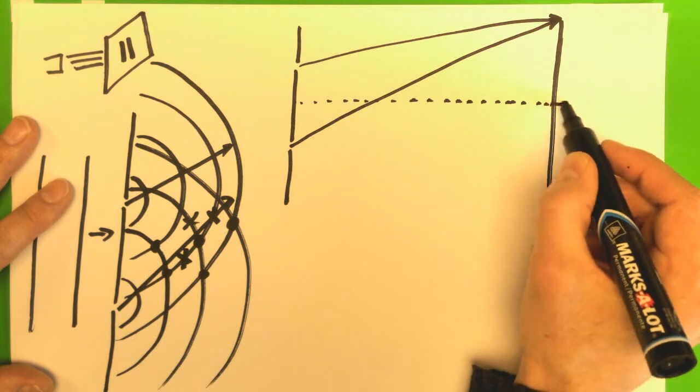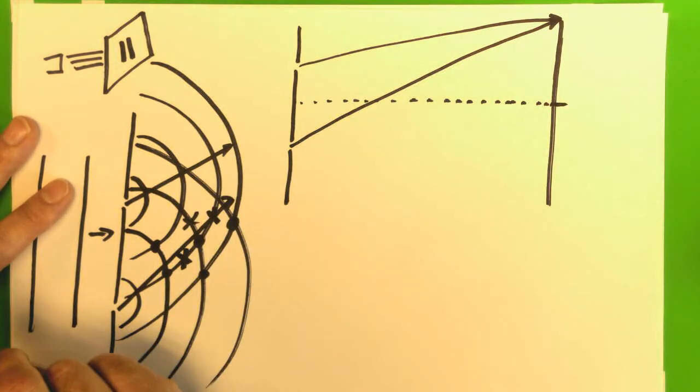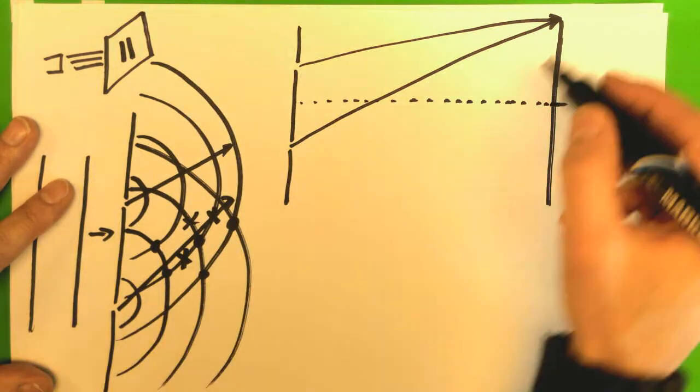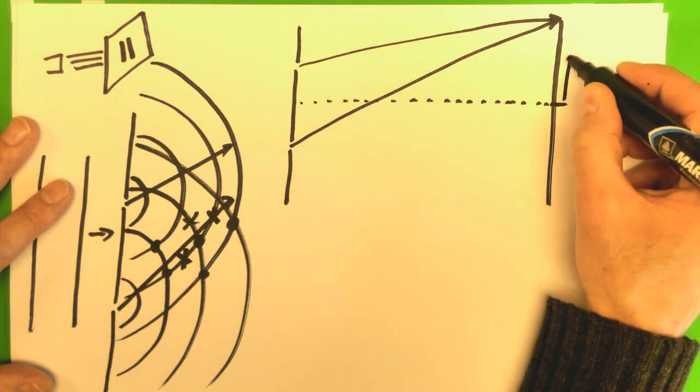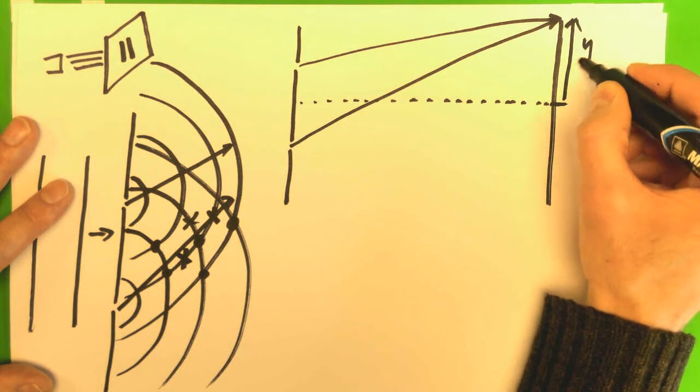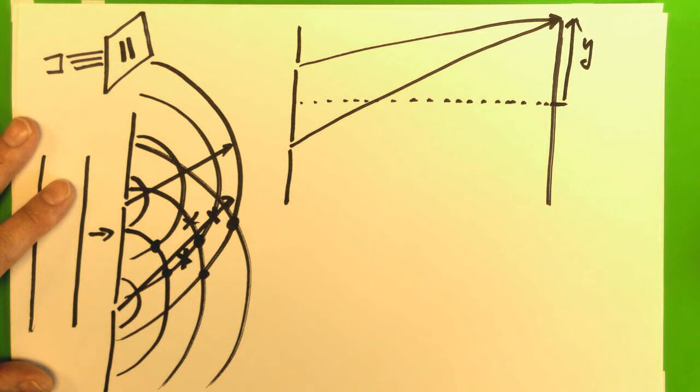Okay, so this is like the middle of the slit, straight ahead. And so I can ask myself, at that spot up there, we'll call it Y, how do I know if it's bright or dark? You know, is it constructive interference or destructive interference?